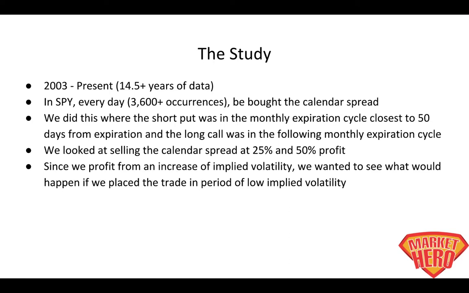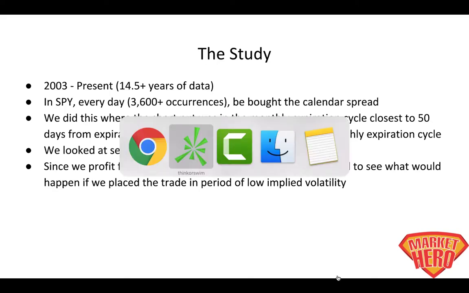So the question is, now what happens? We're going to do the trade every single day, with no management, and we're going to see what happens when we buy it back for 25% of max profit and 50% of max profit, right? And all these strategies were done in periods of low volatility. So again, with low volatility, we place a trade every day and held it to expiration. With low volatility, we place a trade every day and managed it if it hit 25% of our profit target, right?